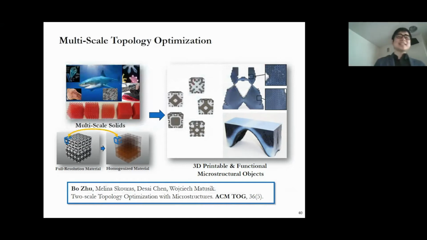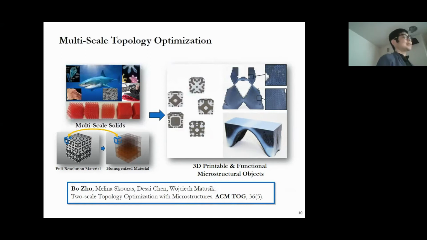So the second thing, this is also about topology optimization, but I also want to go to some different direction of multi-scale topology or multi-scale simulation and optimization. So this is something I did at MIT over the last 3 years. So we basically want to study how a local geometry will affect the global behavior of material.